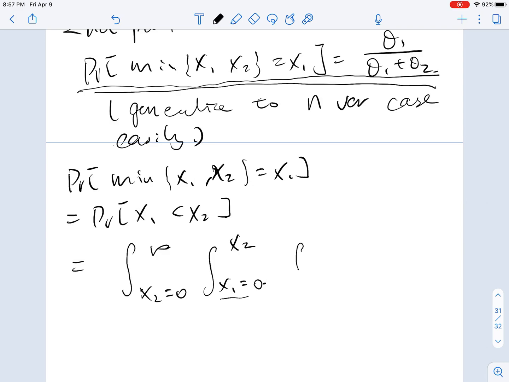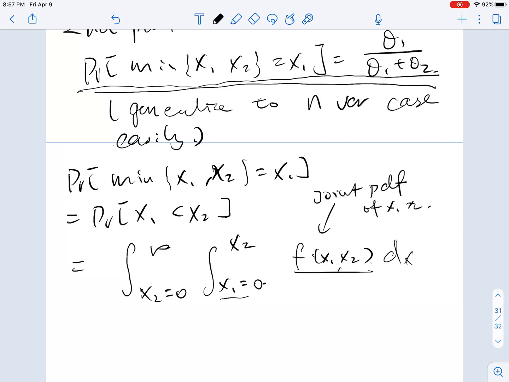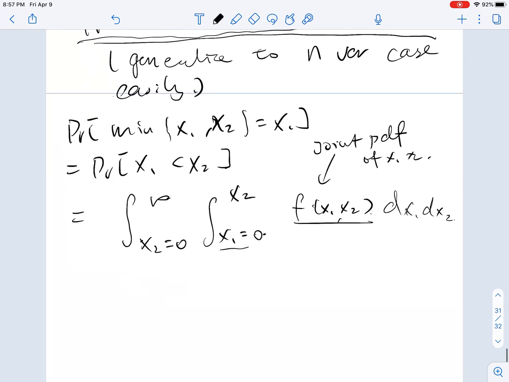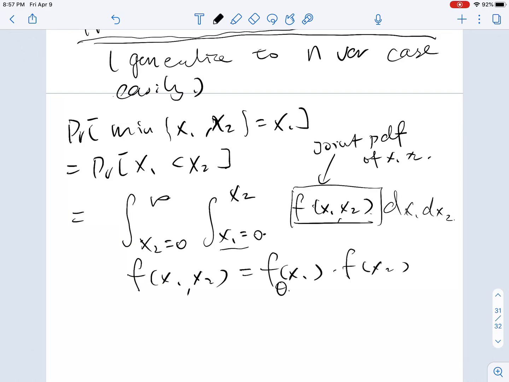And I have this x1, x2, right? This is the joint PDF of x1, x2, right? I'm going to go back to this very soon, right? x1, dx1, dx2, right? So now this f x1, x2 is actually the same as f x1 times f x2, right? Of course it has different parameters, right? So these are the PDF for the joint distribution, and this is the PDF of the first one, the PDF of the second one, because of the independence.